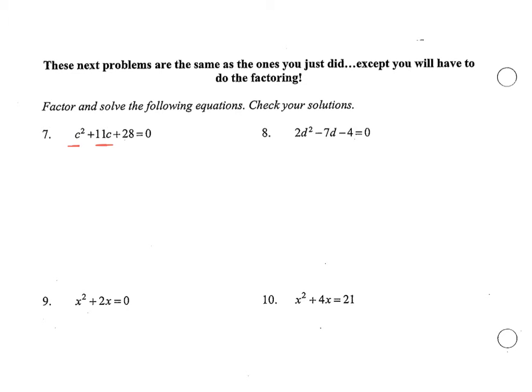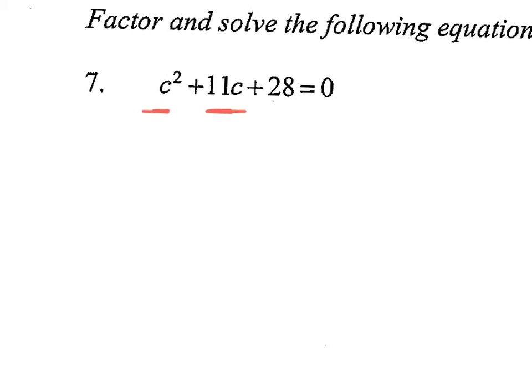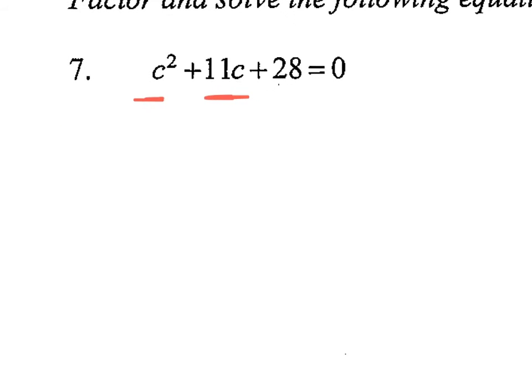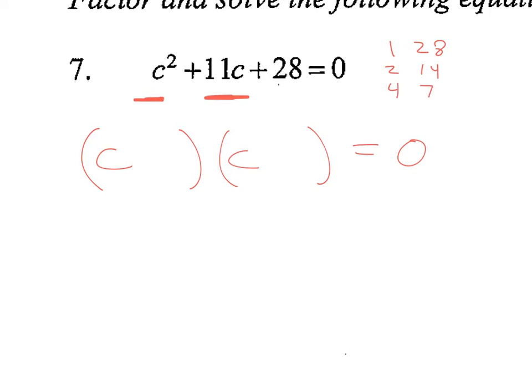So I'm going to zoom in on number 7 here, maybe. Let's try this. So here we go. Let's try to factor this. So I'm going to go like this. And we'll see, okay, I need to multiply to c squared, so that's c and c. I need to multiply to 28, so I have a lot of options. 1 and 28, 2 and 14, and 4 and 7.